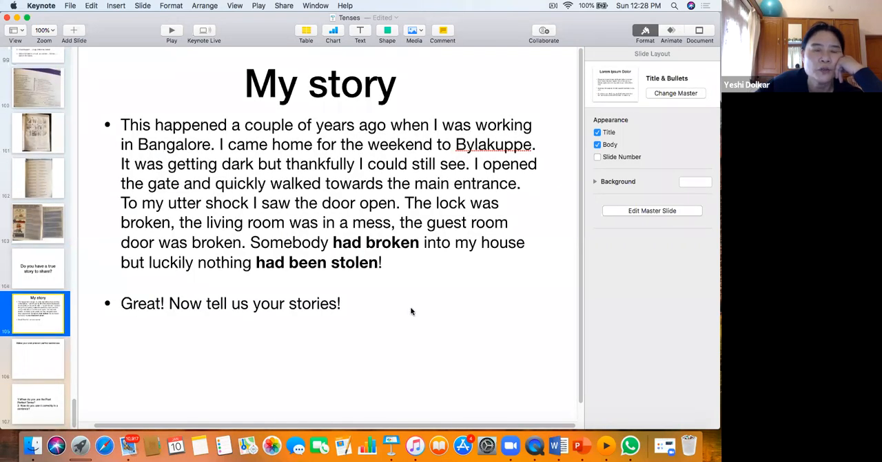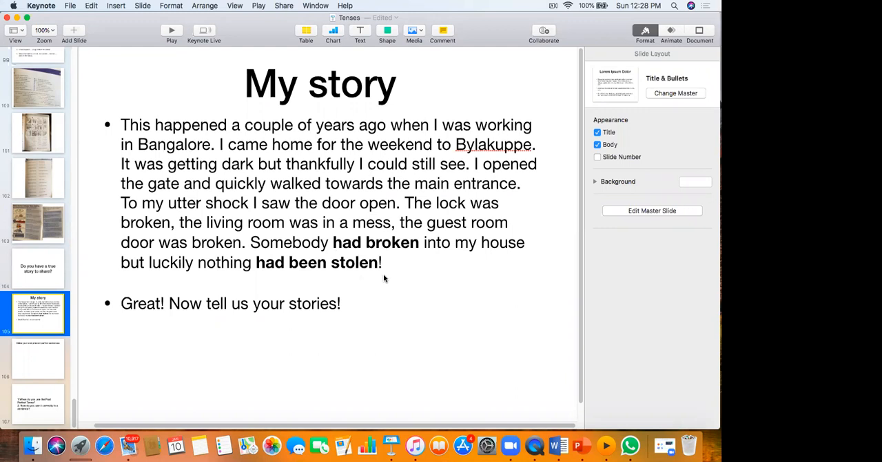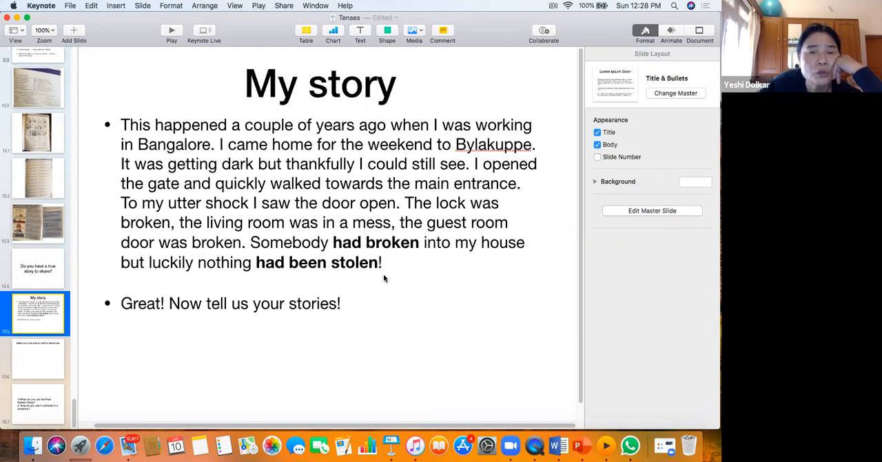This is my story. Now, see, I'm using the past perfect tense. This happened a couple of years ago when I was working in Bangalore. I came home for the weekend to Balakope. It was getting dark, but thankfully I could still see. I opened the gate and quickly walked towards the main entrance. To my utter shock, I saw the door open.